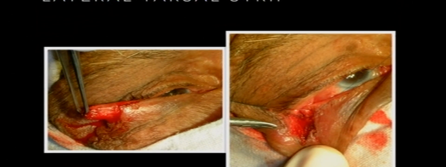Once that de-epithelialized strip is formed, you pass two Prolene sutures and anchor this strip to the periosteum of the lateral orbital rim after removing a part of the tarsus which is redundant. When you pull it out, you will know how much of the tarsus is redundant. You just excise that bit and then you anchor and fix the lateral edge of this tarsal plate to the periosteum.